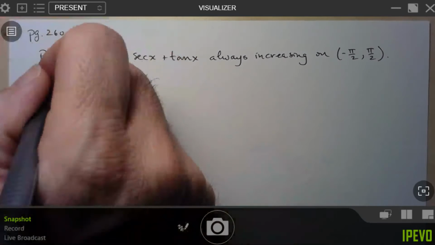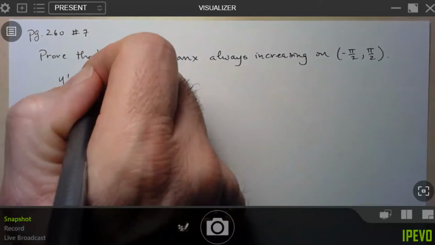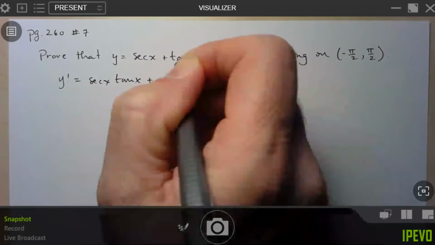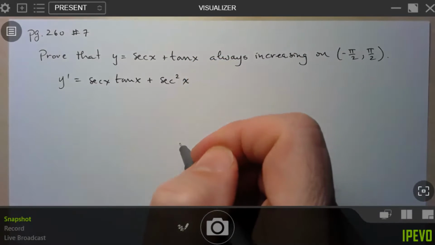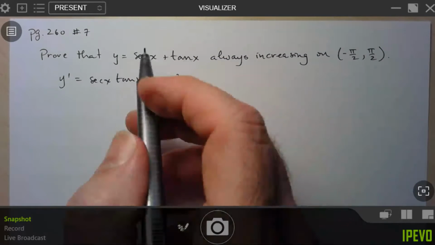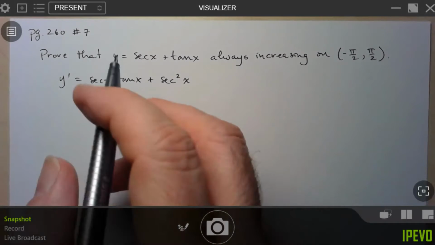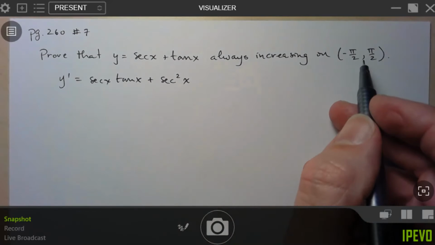All right, so let me start by taking the derivative of that function. So derivative of secant x is just secant x tan x plus, the derivative of tan x is just secant squared x. All right. And again, we see that relationship between secant and tangent in terms of their derivatives. And what I need to show is that this is positive on this interval here.